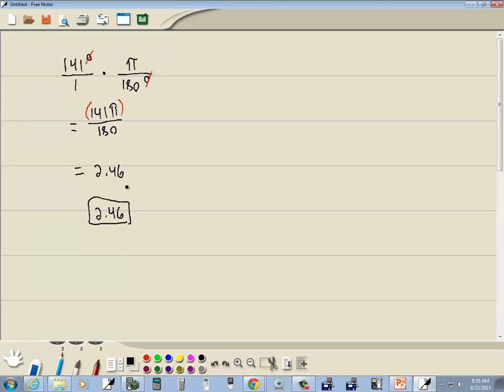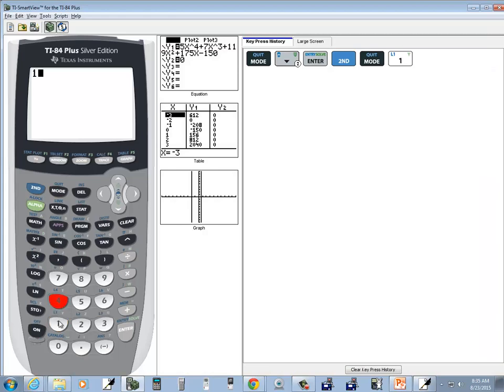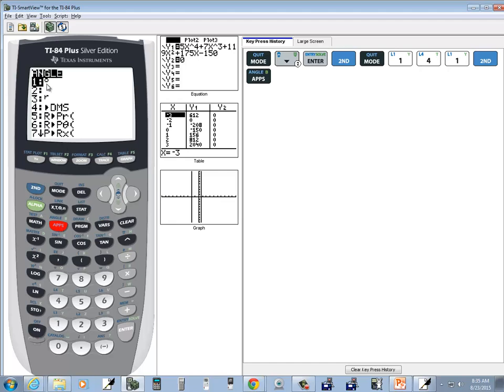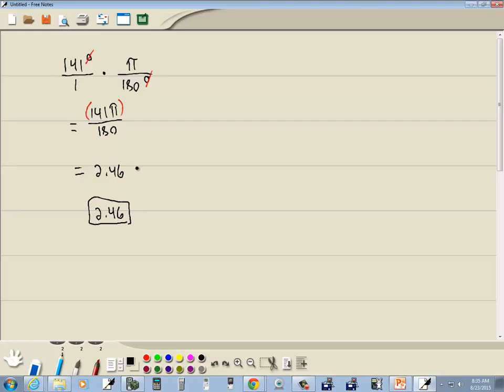Now I'm going to put in 141 degrees, so I'll do 141, and I'm going to go into my angle menu, so I do second apps, and I'm going to choose the first one with the degree mark, and then press enter. And you see we rounded to 2 decimal places, we get our 2.46. So that's how you can use technology to do that conversion.